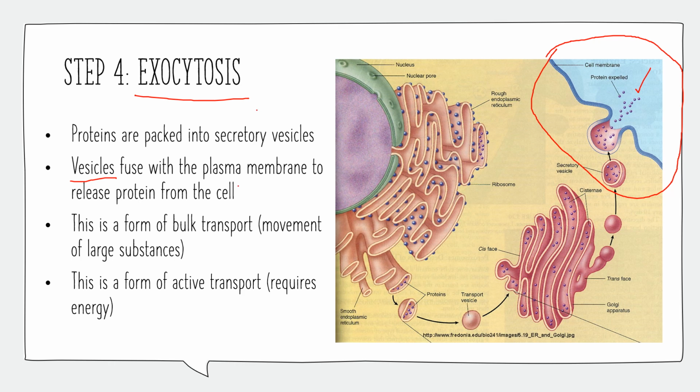Okay, so this is a form of bulk transport, which you might remember, and it's also active transport. So it requires energy. So that's why we're trying to conserve energy in all the processes before it, because it's quite a taxing process. So our protein is now made, and it can now be released to do its jobs.